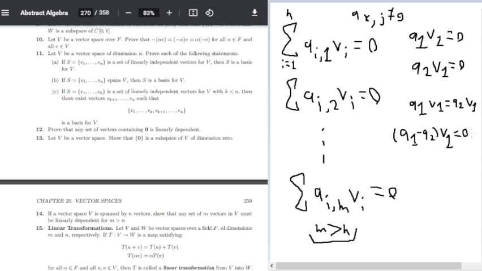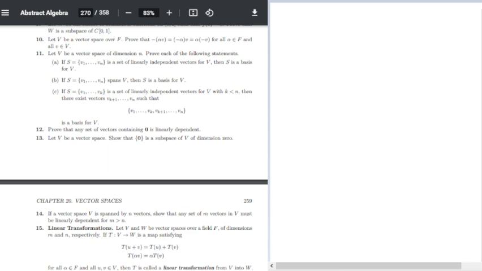Wait, no, that isn't right. Okay. Wait, I need some more assumptions. I'm being dumb. Alright. Let's think about the problem at hand instead of immediately jumping ahead.